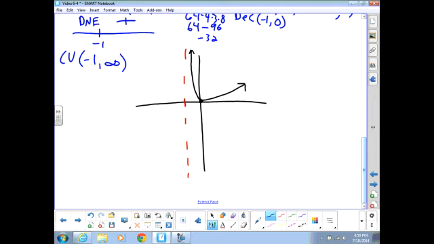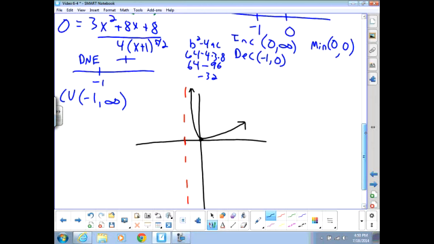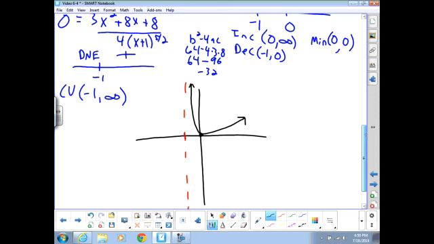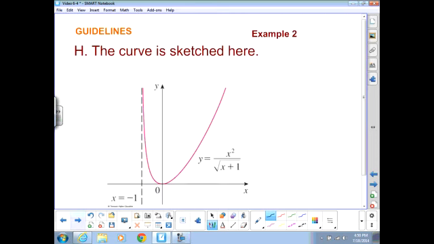Let's just check and make sure our increase and decrease makes sense. We should be decreasing from negative 1 to 0, which we are, and then increasing from 0 to infinity, which checks out as well. A nice version of the graph looks kind of like that, if you were to see it on the calculator. So you go through these steps to find your sketch. When you're sketching, you draw your asymptotes and any points that you know first, then draw in with your concavity and check with your increasing and decreasing.